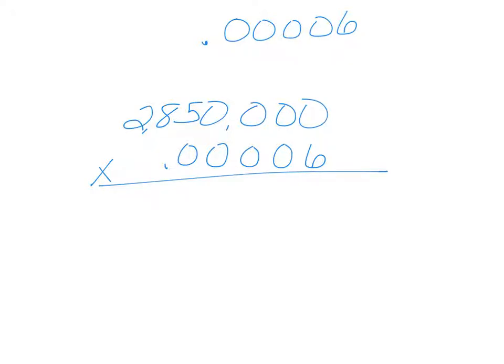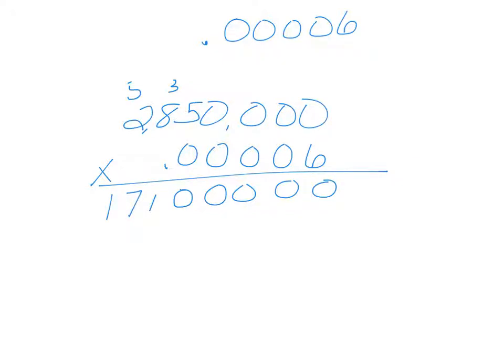And this is not a very hard math problem. So let's do it. 1, 2, 3, 4. So 6 times 4 zeros. 1, 2, 3, 4. 5 times 6 is 30. Bring up my 3. 8 times 6 is 48 plus 3, so that's 51. 2 times 6 is 12 plus 5 is 17.